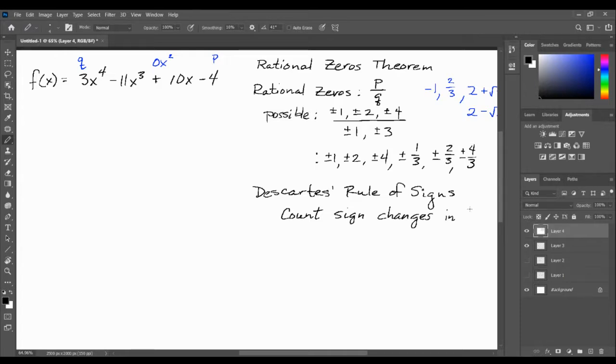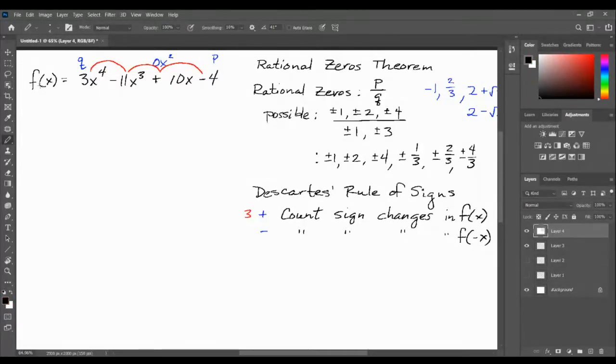In f of x, and then we count it in f of negative x. The sign changes in f of x give you positive zeros. The sign changes in f of negative x give you negative zeros. But let's see what we've got here. So let's see, we start at a positive and we go to negative. There's one change, and then positive, and then negative. So we had 3 sign changes.